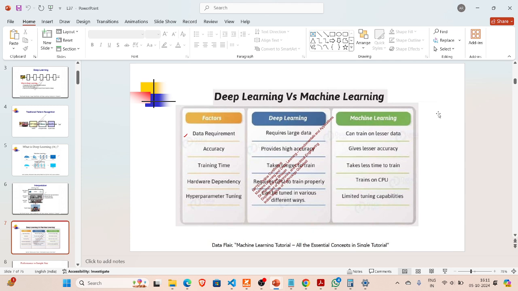Okay, so deep learning, as it has a lot of hidden layers, requires larger data for accuracy because a lot of parameters need to be learned. It also gives higher accuracy but takes longer to train. So to speed up the process, we use GPUs, graphical processing units, which use simultaneous processing to speed up the process.